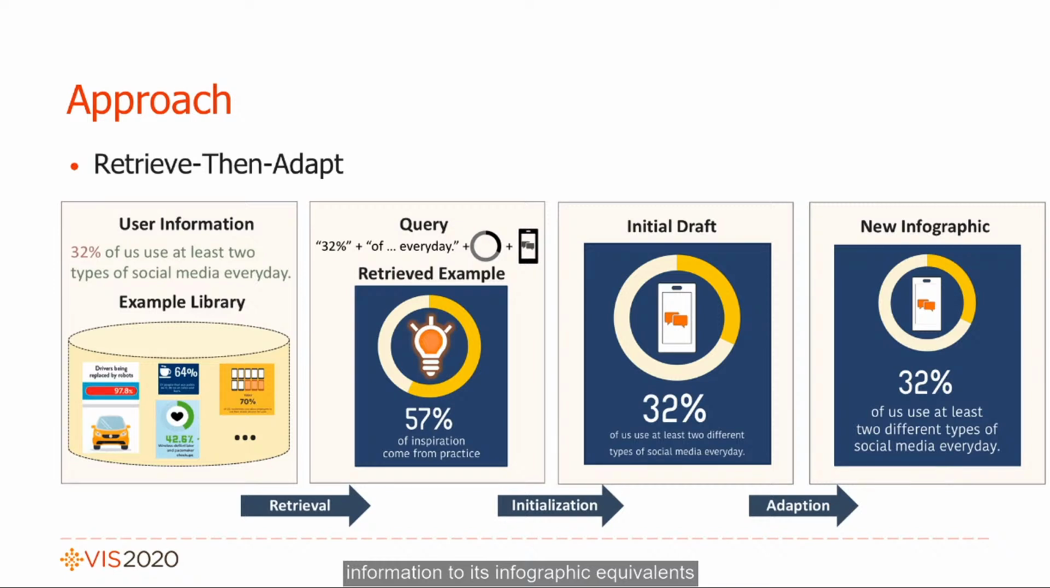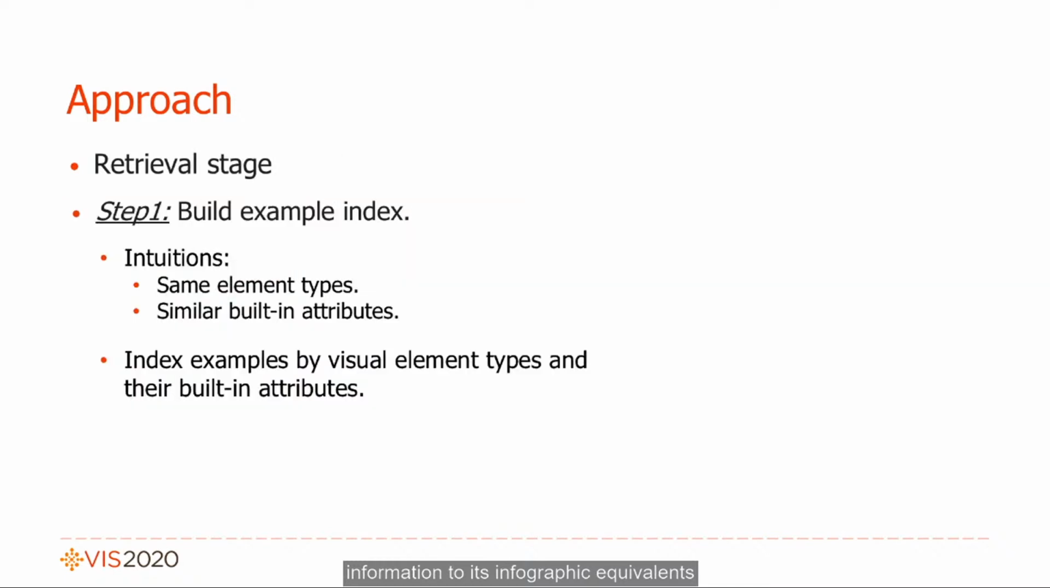To address these challenges, we propose a two-stage approach called Retrieve then Adapt to automatically convert a piece of information to its infographic equivalents. In the retrieval stage, we build a retrieval system to help find appropriate examples. First, intuitively, if the input can be represented by an icon and a text statement, examples that exactly have one icon and one text box are more likely to be candidates for reuse. Moreover, if the text of the input has a similar length to that in an example, the design of this example will be ideal for reuse.